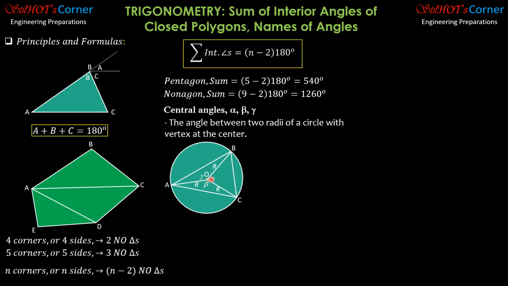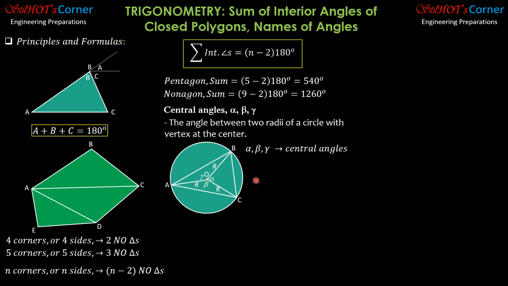So this is the center denoted with O. The central angles are alpha, beta, and gamma. So alpha, beta, and gamma are called central angles. These are the sides. For alpha, for example, the sides are R and R, and this is the central angle. For beta, the sides are R and R, and the central angle is beta. And finally, for the third triangle, the central angle is gamma, and the sides are R and R.